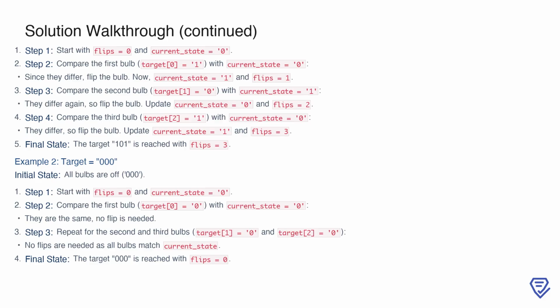For the second example, where the target is 000, no flips are needed since the bulbs already match the target state. We verify this by iterating through the target, comparing each bulb to current_state, and finding no mismatches.